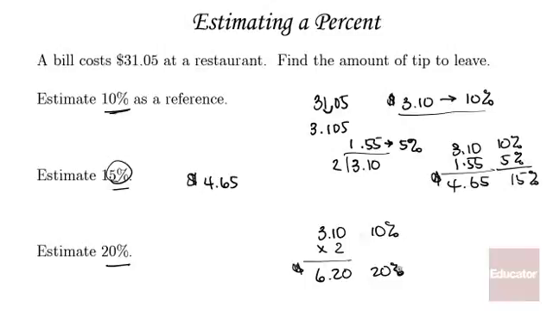So next time you're at a restaurant, you get a bill of $31.10, you could start off finding 10% as your reference. And to do that, it's very simple, just move your decimal to the left one place. That'll give you the 10%, which you can estimate then to 3.10. And with that as your reference point, it'll be easy to find the 15% and the 20%.